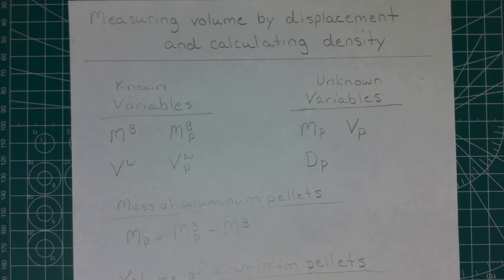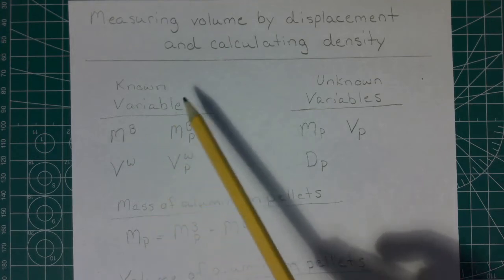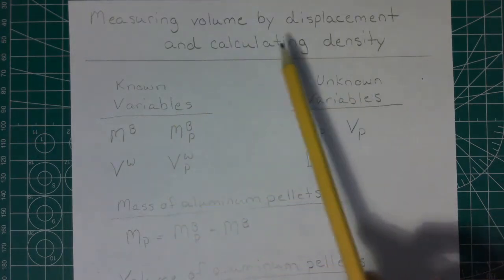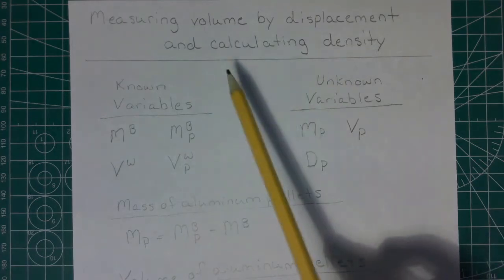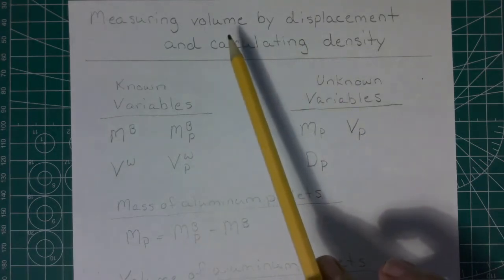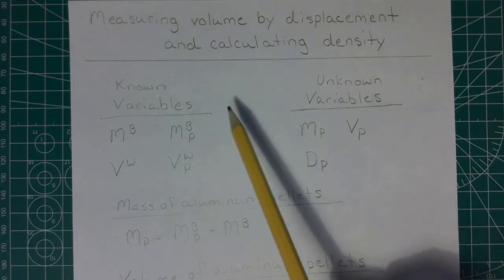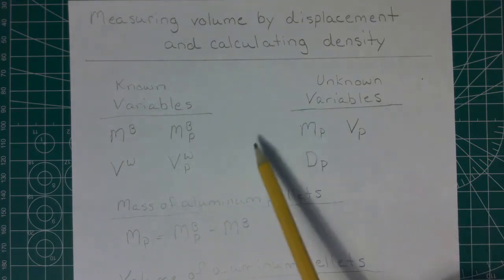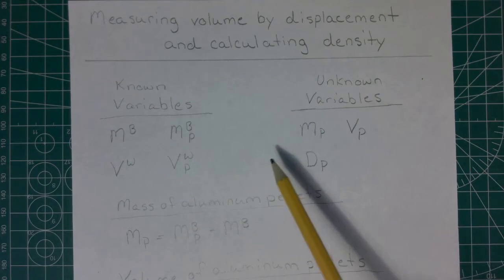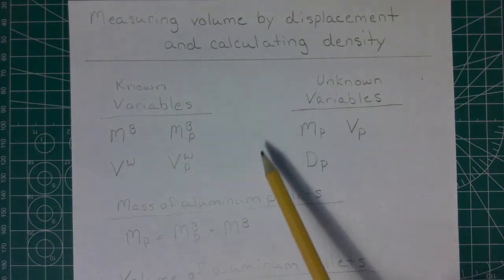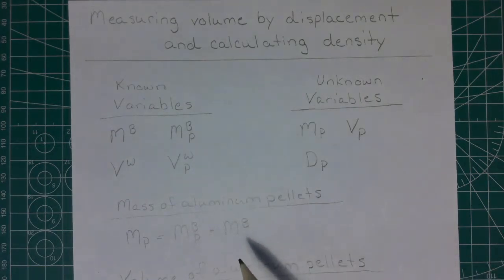So just like we did massing by difference before, we're going to be measuring volume by displacement, which is very similar to our massing by difference. We're going to measure the volume of water initially. We're going to place something into it. It's going to displace some of that water, make it go higher, right? You could imagine putting a bunch of marbles in a cup of water. It's going to cause the water level to rise in the cup.